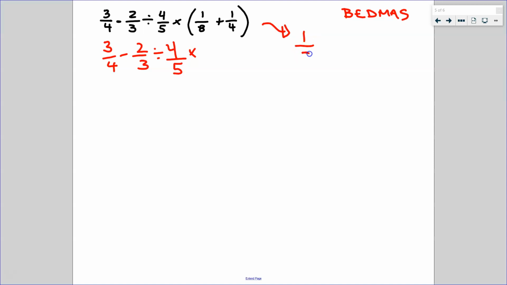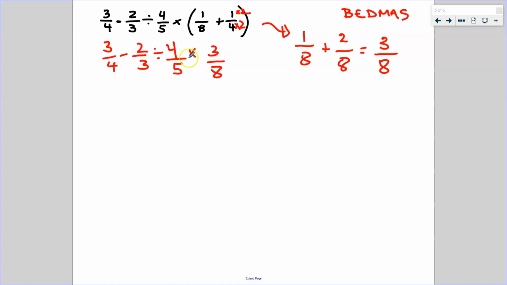So 1/8, I know that 8 is going to be my common denominator, so I'm going to change 1/4 to 8ths. In order to do that, 4 times 2 will equal 8. So what I do to the top, I do to the bottom, right? And I'll have 2/8 here. So inside that bracket is going to give me 3/8. So I'm going to rewrite that.